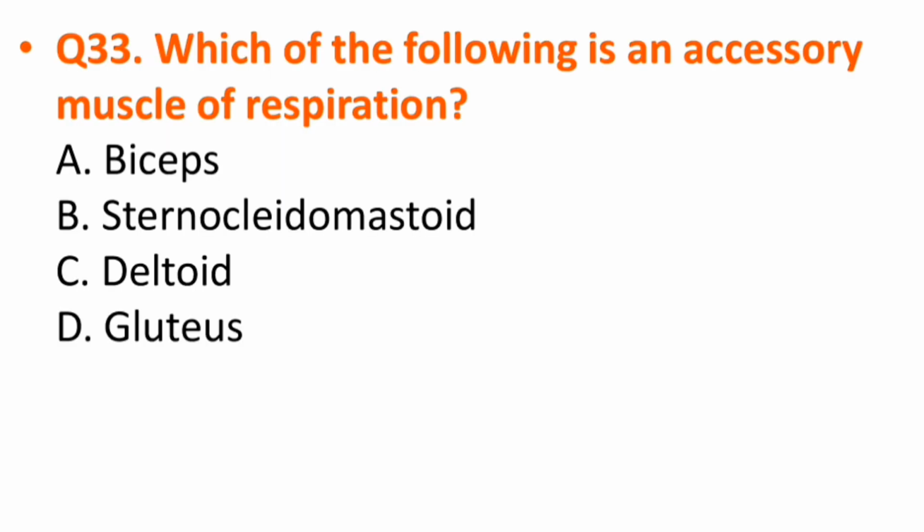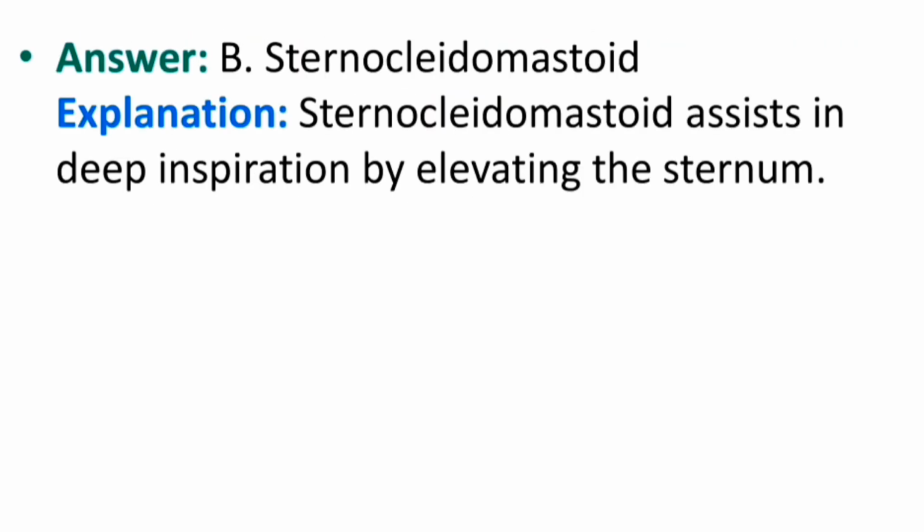Which of the following is an accessory muscle of respiration? Option A biceps, option B sternocleidomastoid, option C deltoid, option D gluteus. The correct answer is option B sternocleidomastoid. Sternocleidomastoid assists in deep inspiration by elevating the sternum.